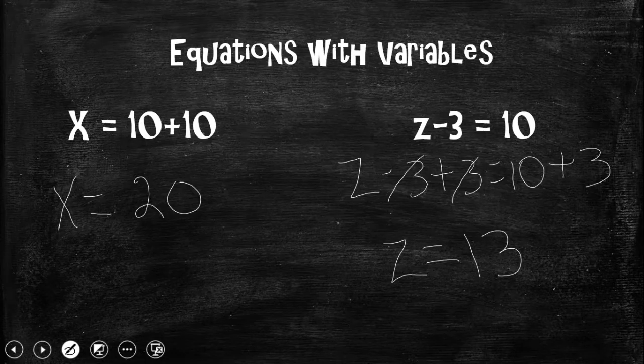Now, how do we check to see if we're right? Well, let's substitute the 13 in for the Z at the top. So 13 minus 3 is equal to 10. So that checks correctly. Let's go on to another one.